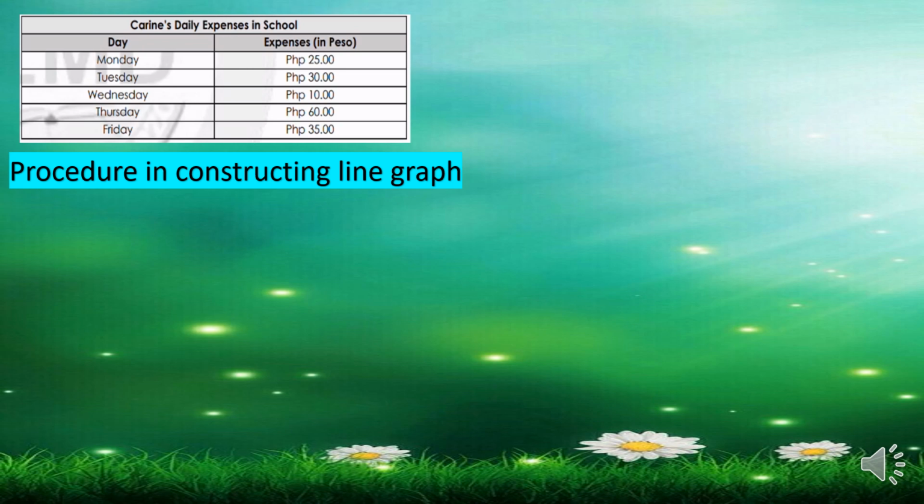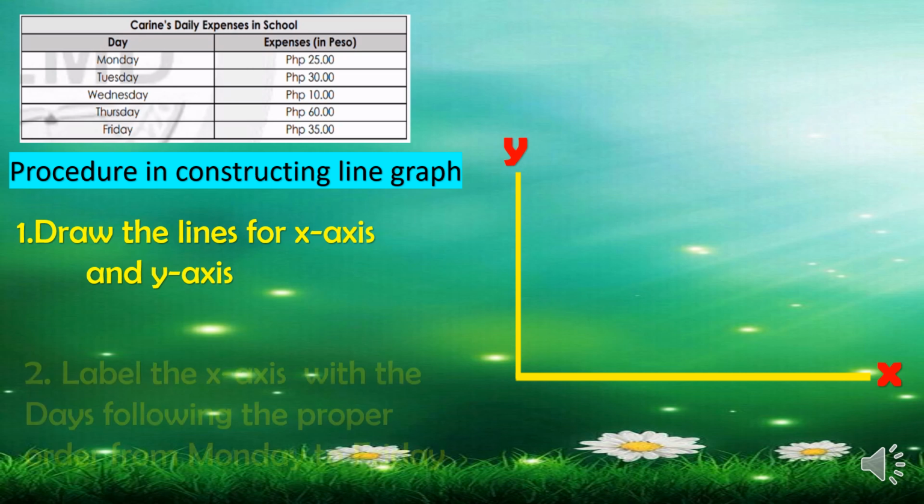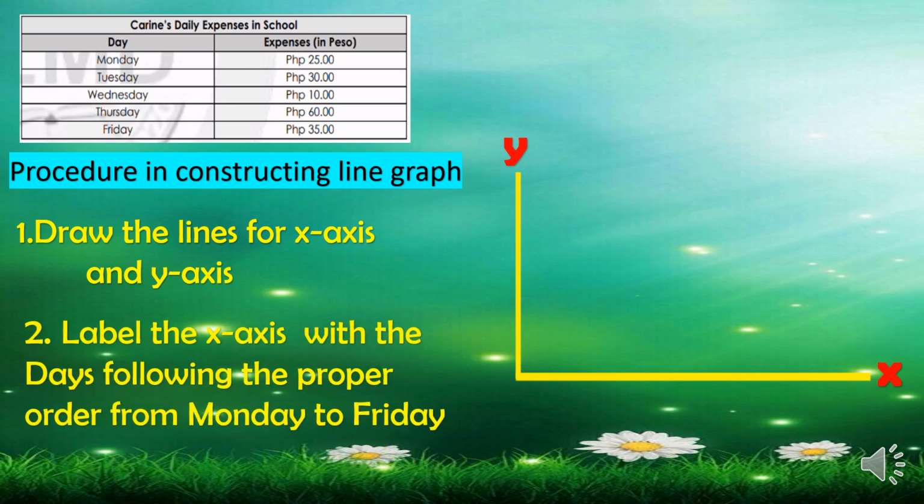And the procedure in constructing a line graph. So first, draw the lines for the x-axis and y-axis. So this is the x-axis and this is the y-axis. Next, label the x-axis with the days following the proper order from Monday to Friday. So we have Monday, Tuesday, Wednesday, Thursday, and Friday.